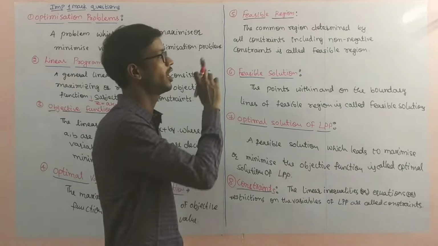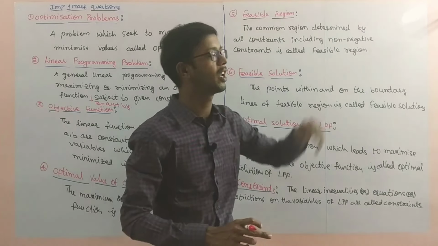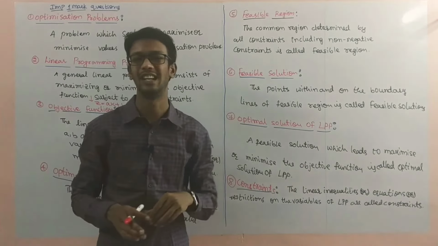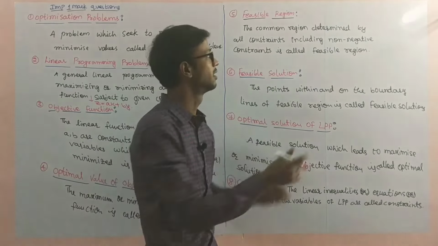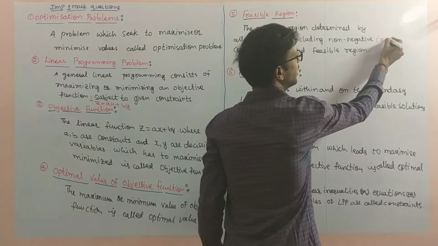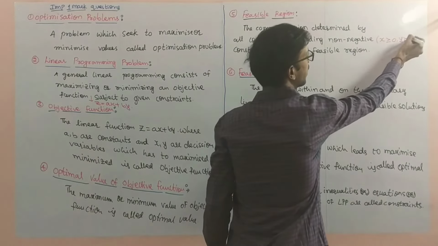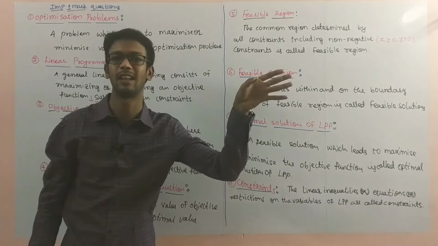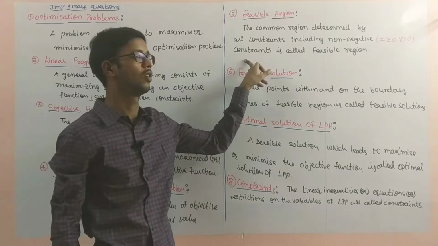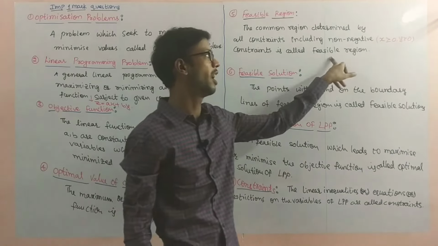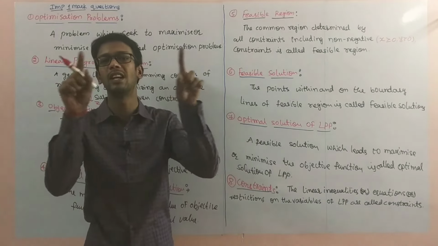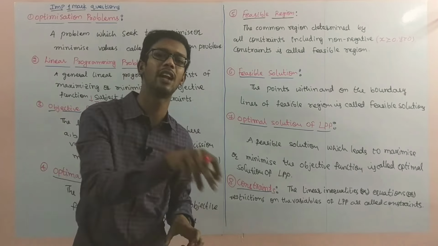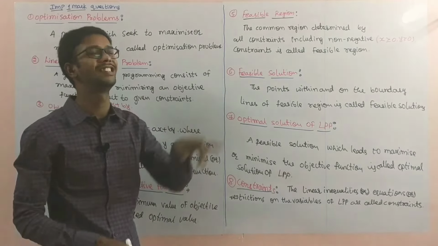Next, feasible region. The common region determined by all the constraints, including non-negative constraints. Non-negative constraints means x is greater than or equal to 0, y is greater than or equal to 0. That also you mention clearly. A common region determined by all the given constraints, including non-negative constraints, is called a feasible region.